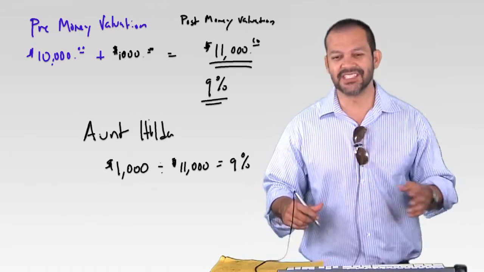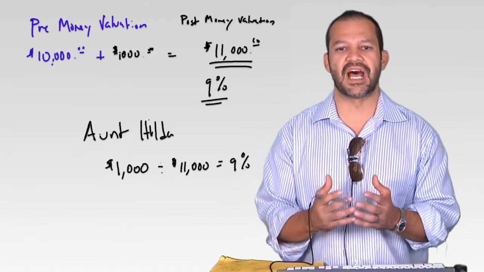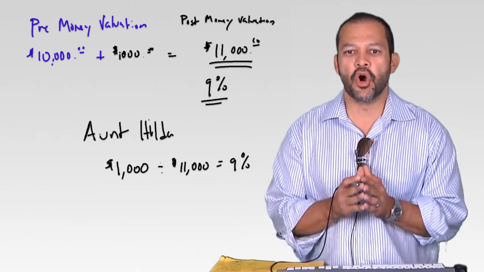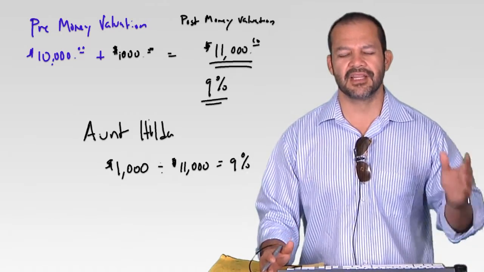9%. This is how it's done. This is how you slice the pie. You don't want to give up any more equity than you actually need. So let's take an example.